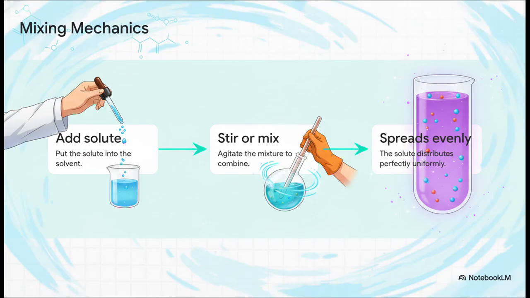The mechanics of mixing happen in 3 very distinct steps. Step 1, you add the solute into the solvent. Step 2, you agitate the mixture. So you stir or mix it. And then step 3 is where the magic happens. The solute spreads evenly throughout the solvent. Now that word evenly is absolutely critical here. For a true solution to form, the particles of the solute have to distribute themselves perfectly uniformly.